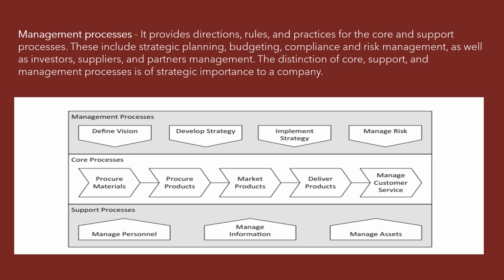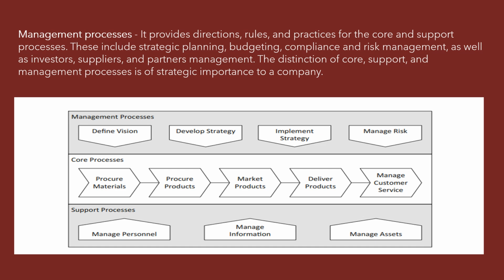The core processes include the direct procurement of materials, producing products, marketing products, delivering products, and managing customer service. These core processes are supported by the processes to manage personnel, information, and assets. Management processes include the definition of a vision, the development and implementation of the corporate strategy, and the management of risk. Visual representations like this figure are often used in organizations to summarize the major processes in a compact and readable manner.